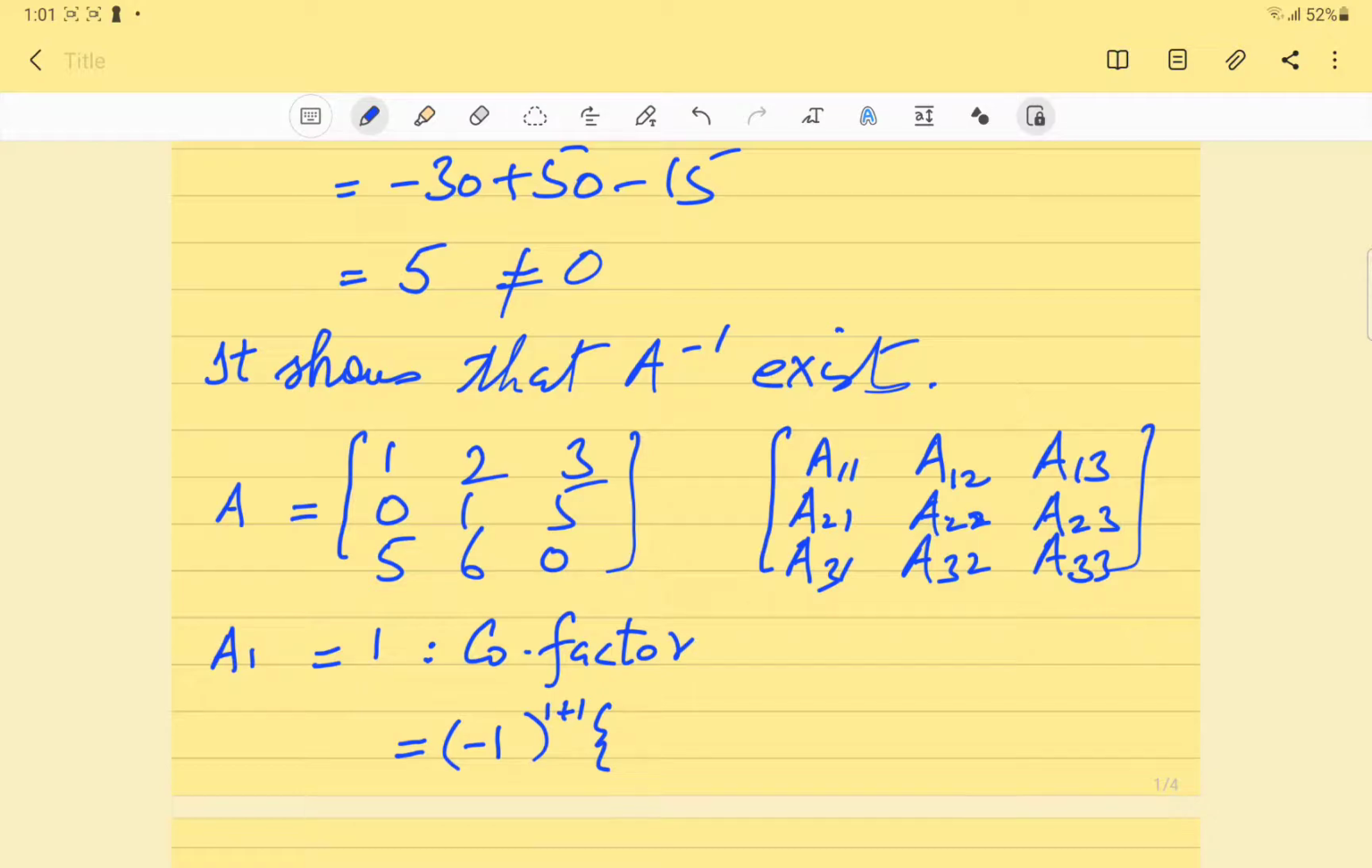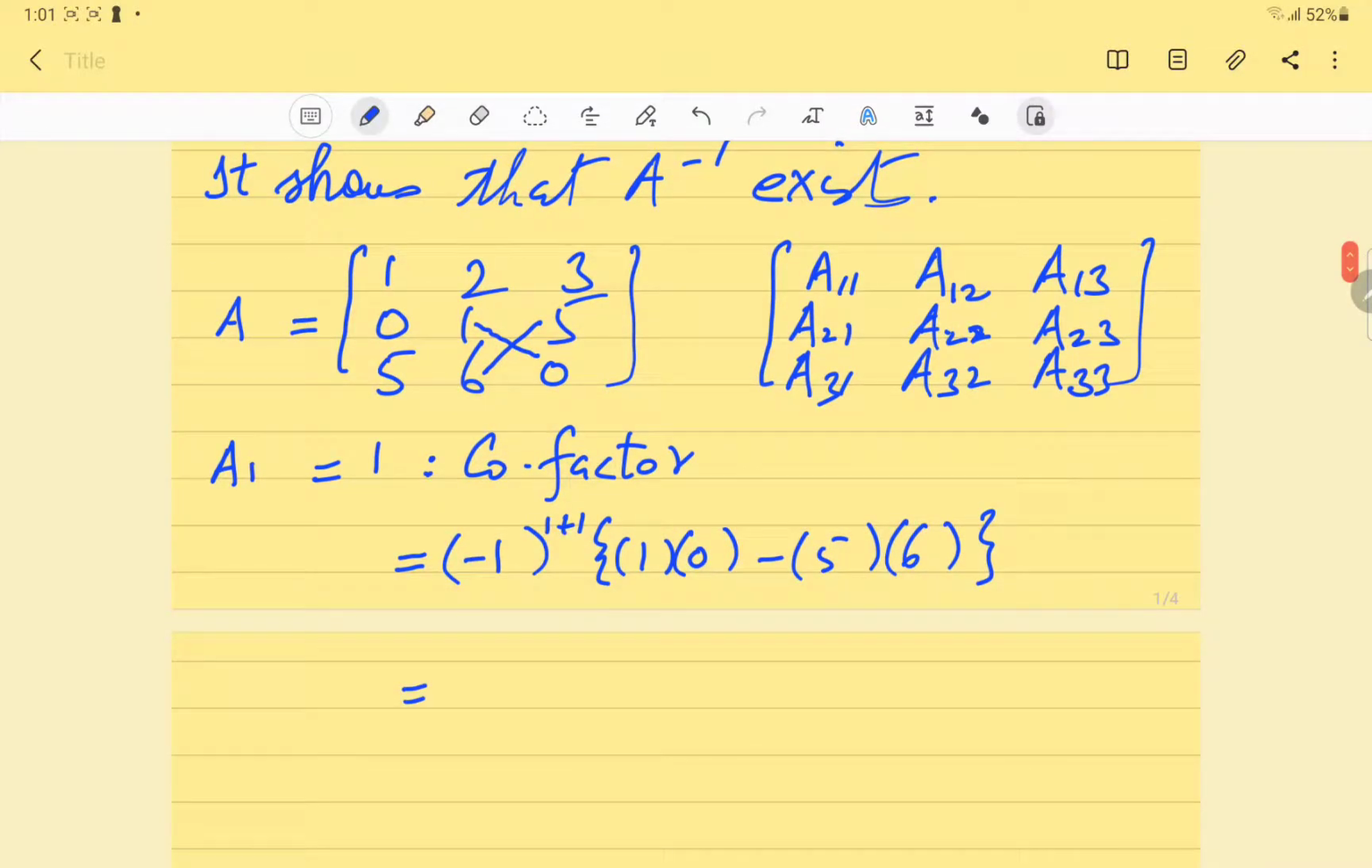what we will do in this case. We will multiply 1 with 0 and subtract the product of these two. So 1 into 0 minus 5 into 6, or let us write it opposite to that, otherwise it will become too big, is equal to -1 raised to power 2 is +1. 1 into 0 is 0 minus 30 is equal to -30. So this is the cofactor of A11.